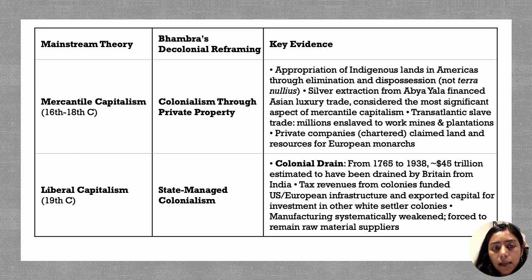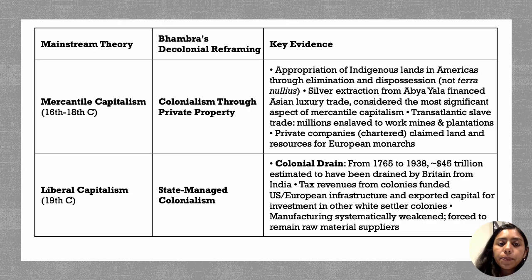European companies didn't discover, quote, empty lands. They appropriated inhabited indigenous territories in Abya Yala, the indigenous term for the Americas, to extract silver, which then financed the luxury goods trade with Asia. They also enslaved millions of Africans to produce products such as tobacco and sugar, as was discussed earlier, for European consumption and to further fuel trade with Asia. So the, quote, world economy in the modern sense was produced through colonial violence.